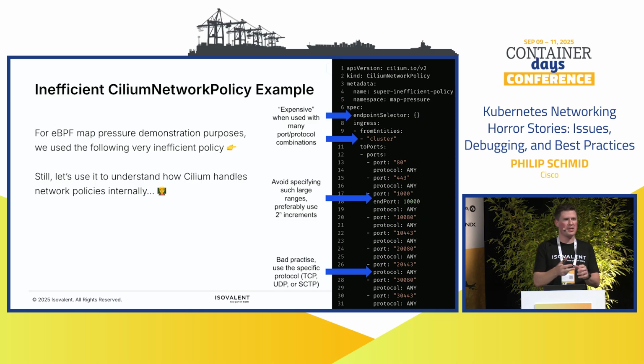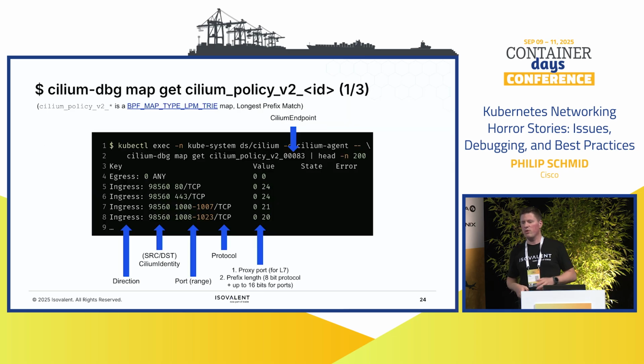Which essentially means it triples the usage, and with that it also triples the space that Cilium requires within the Cilium policy eBPF map to keep track of the allowed connections. Now, if you want to dig deeper, you can do that and have a look at how the map actually looks. Again, use kubectl exec into the Cilium agent, and then use cilium debug map get and then the map name.